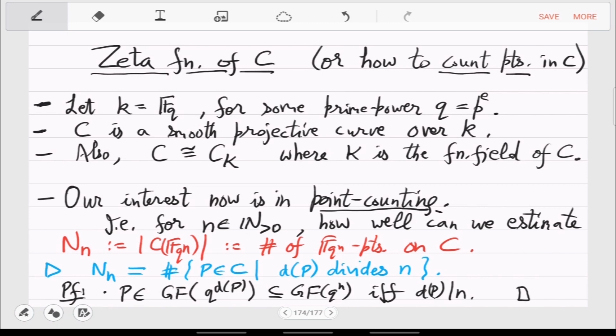dp, and if your point also happens to live in q to the n, then it is equivalent to saying that the degree is a factor of n. This is by the property of the way finite fields are. The lattice of the finite field gives you this. So you get this condition.